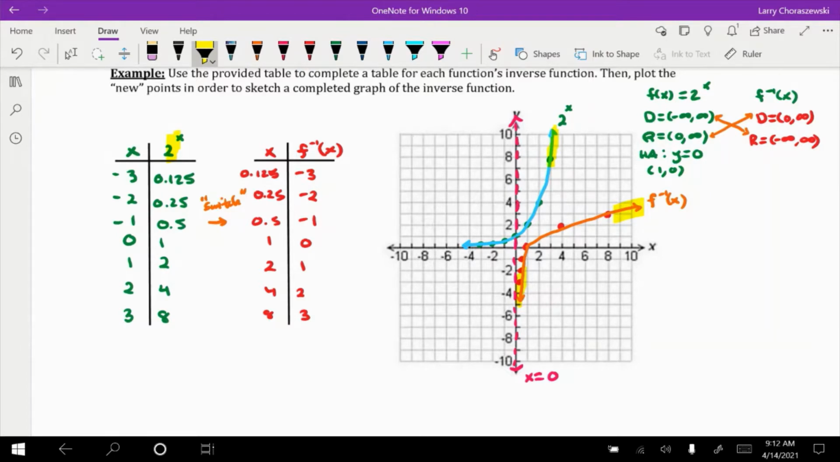What also happens when you form the inverse function this way is that the asymptotes become perpendicular to each other. Case in point, we don't have a horizontal asymptote for the inverse function, but we have a vertical asymptote, and instead of y equals 0, it would be x equals 0, since it's a vertical line now.